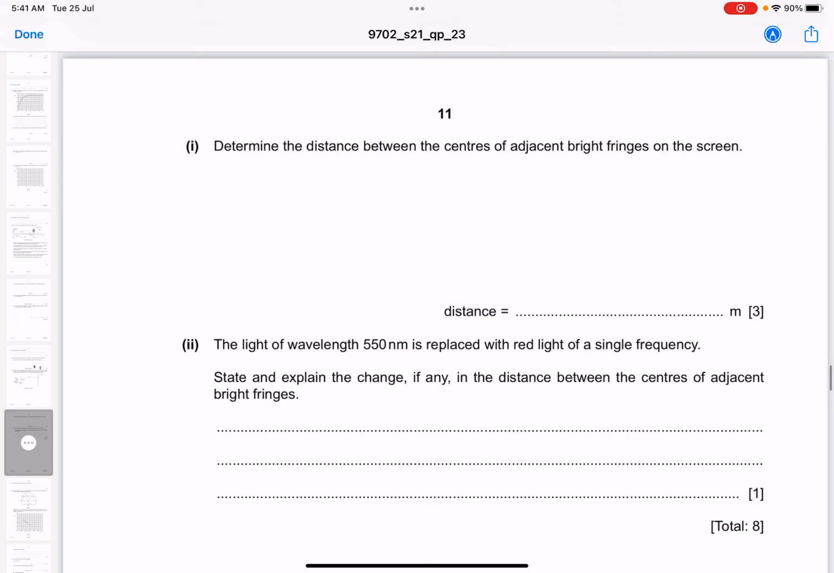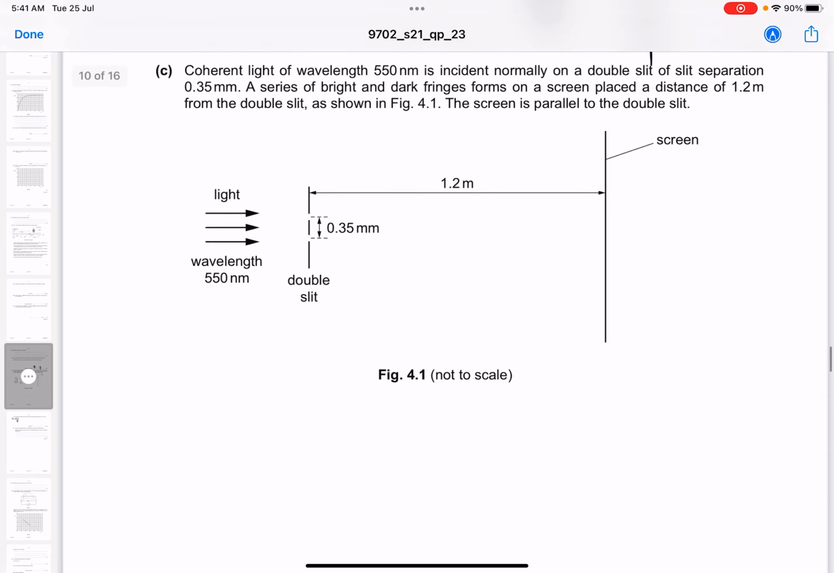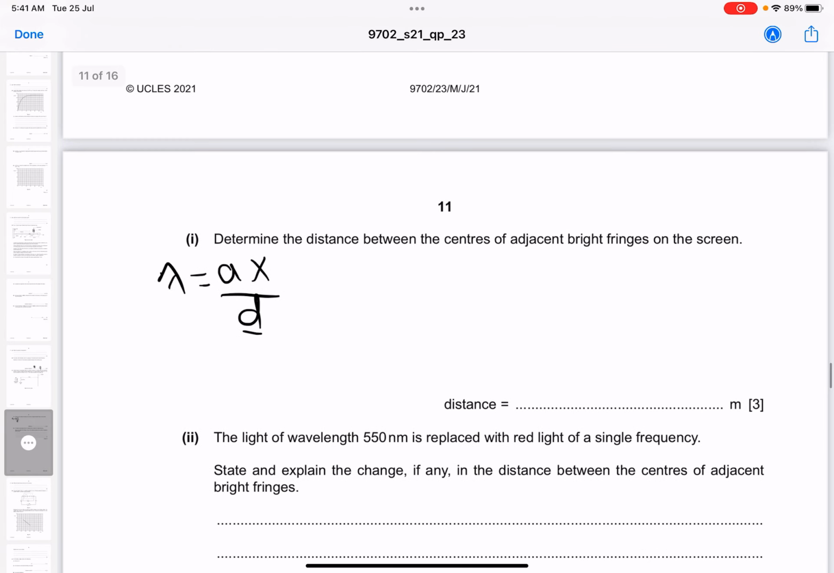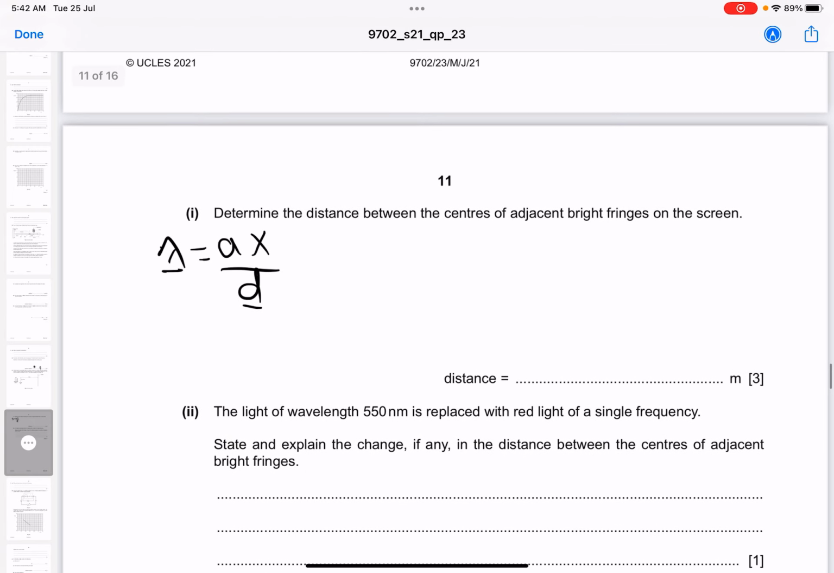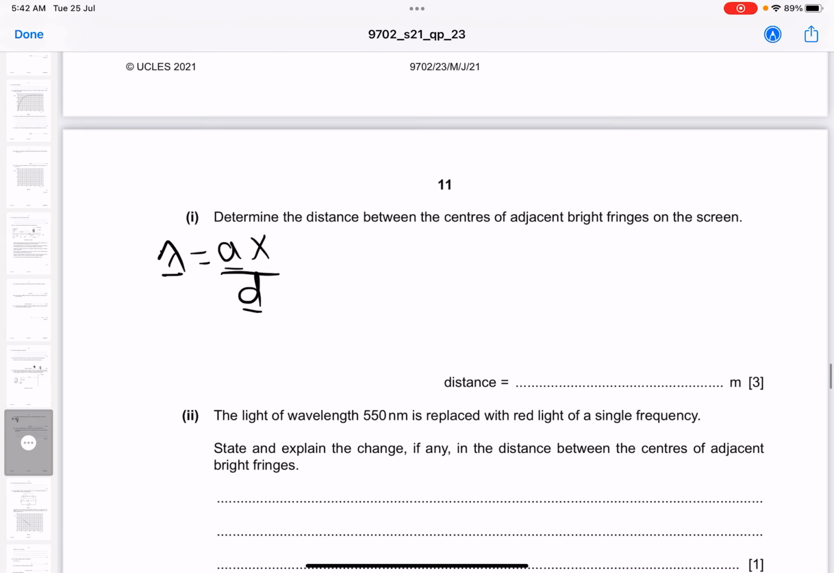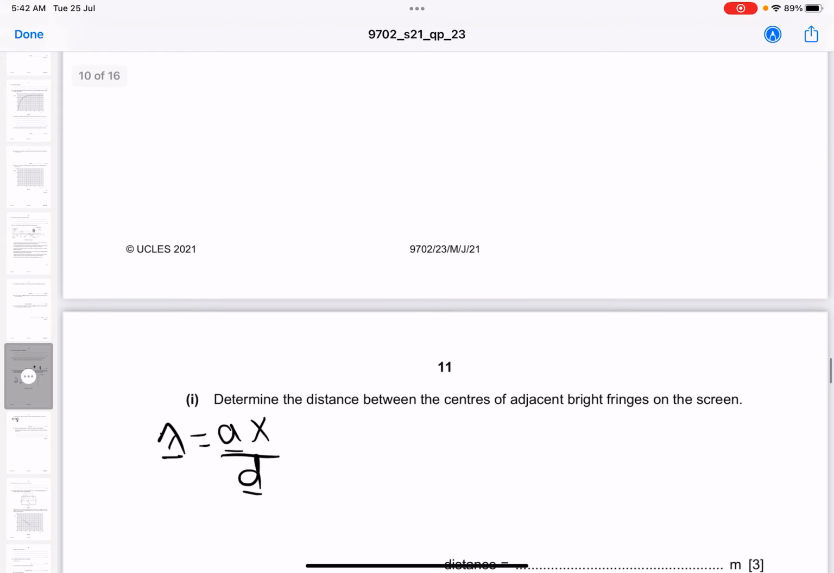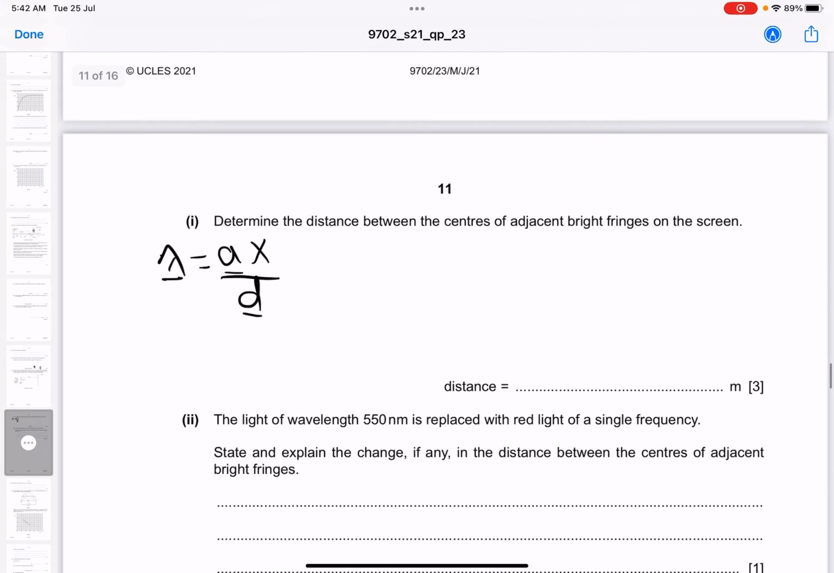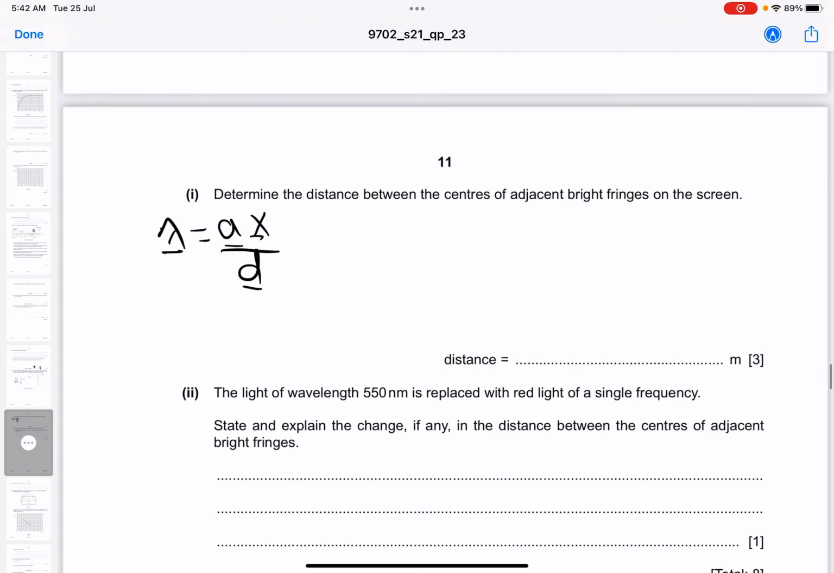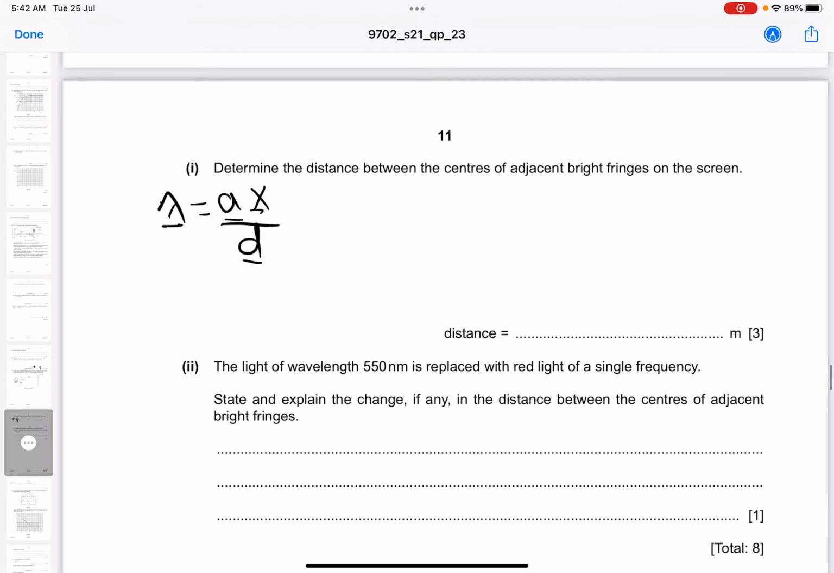Okay, so guys, we know that lambda equals aX over D. Okay, where D is the distance between the screen and the slits, and lambda is the wavelength. a is the distance between adjacent slits, and X is the distance between adjacent bright fringes. So we need to find X, so X is equal to lambda D by a.